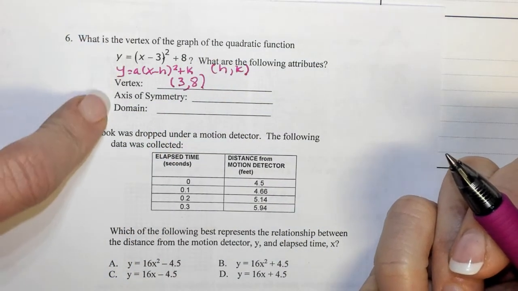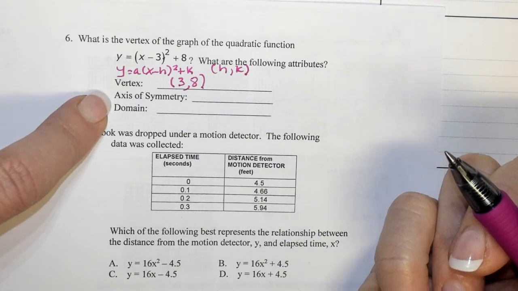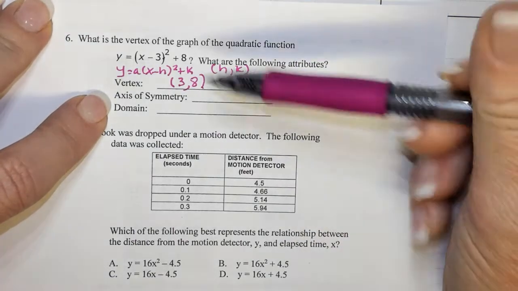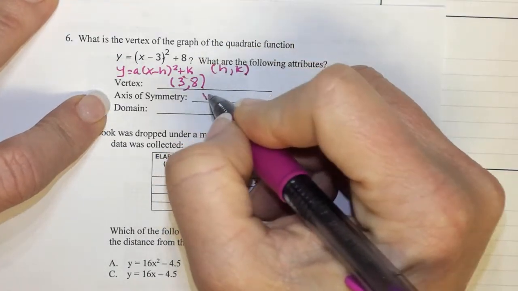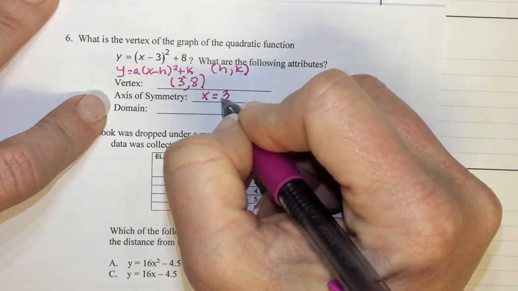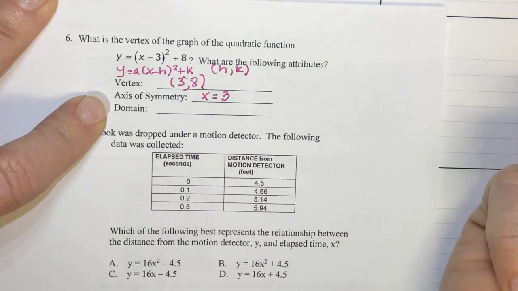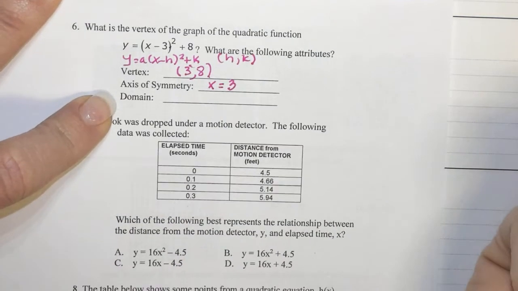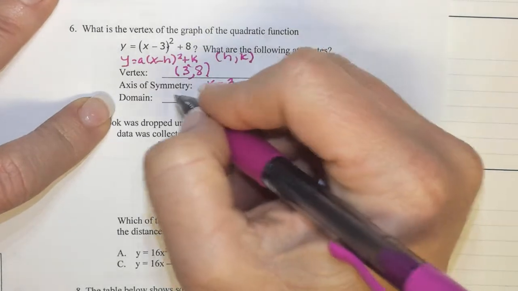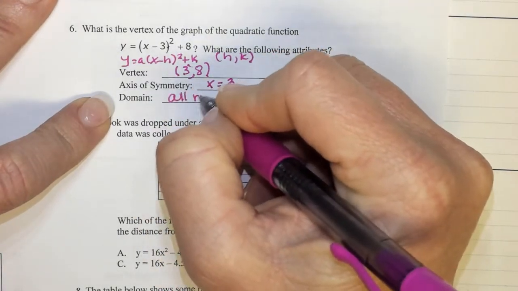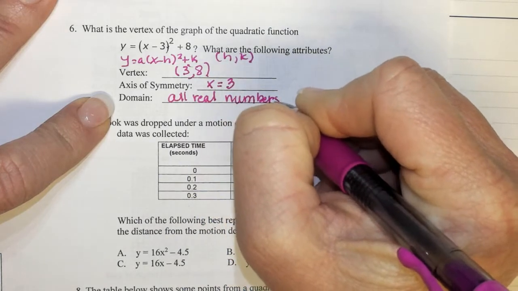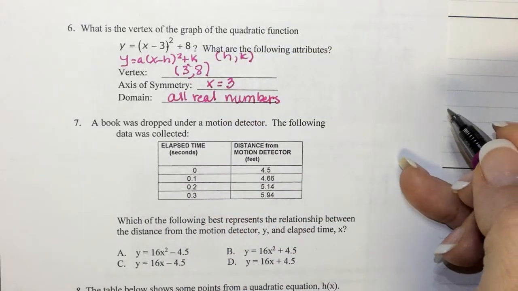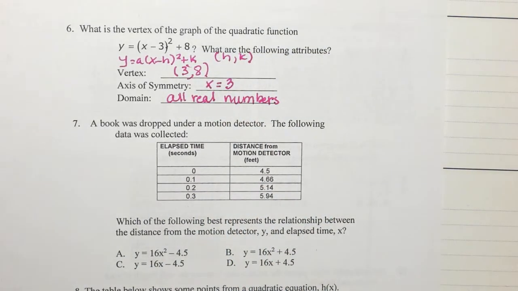Okay, and the axis of symmetry is always going to be the x value of my vertex. So it's going to be x equals 3. And my domain will be all real numbers, because it's going to cover all the x values.